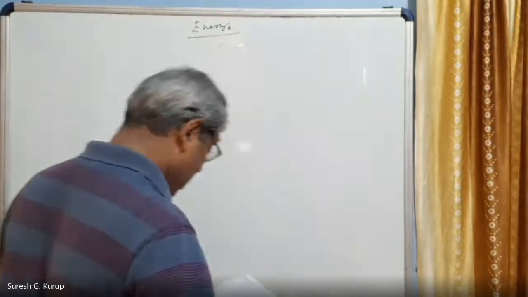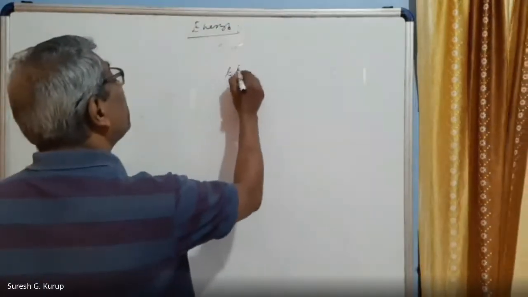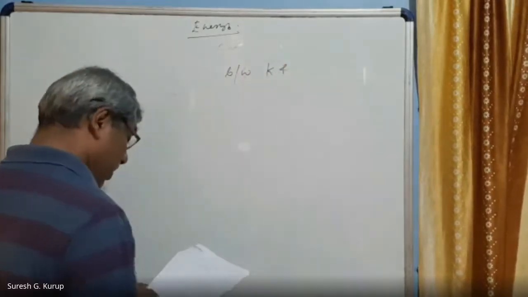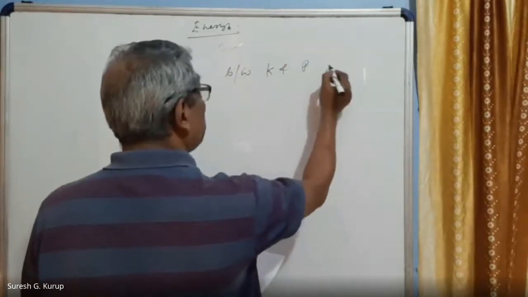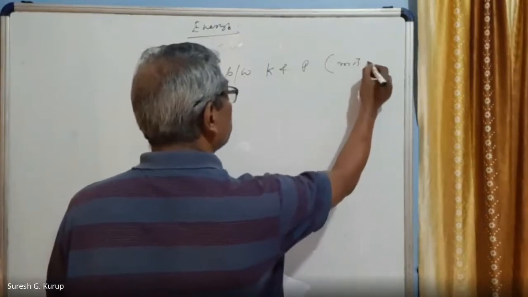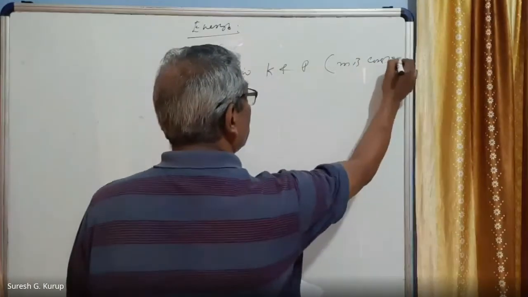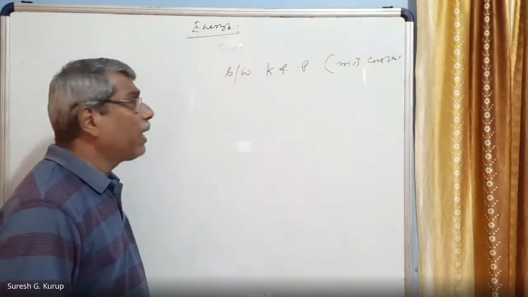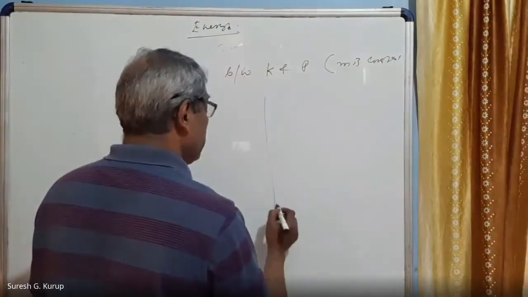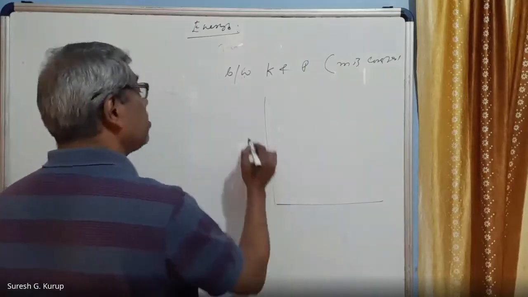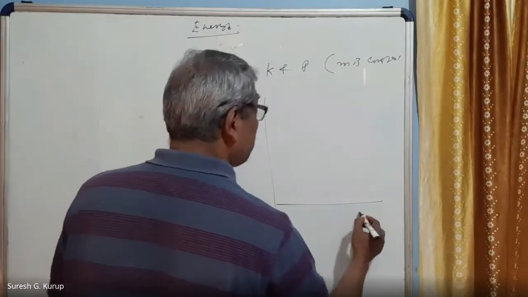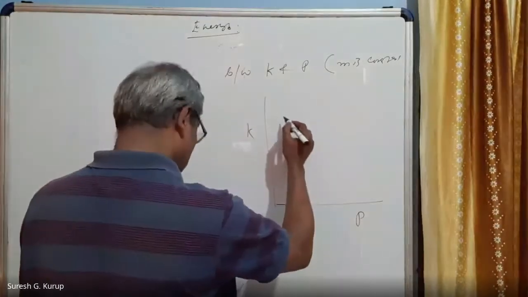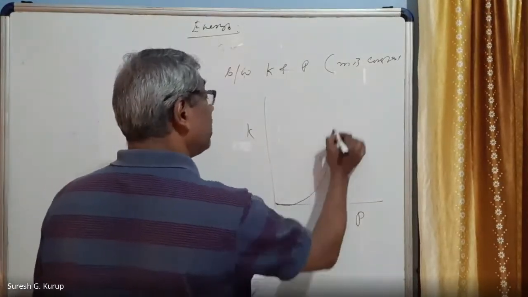can come. That is K and between K and P. Here M is constant. M is a constant, right? In that case, the graph obtained is like this. This is K along the y-axis and P is along the x-axis. Right? And the graph obtained will be like this.